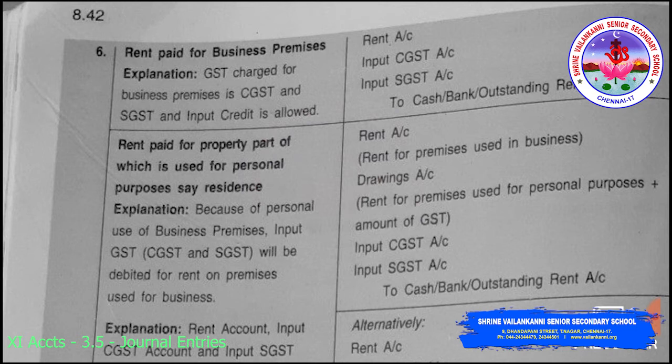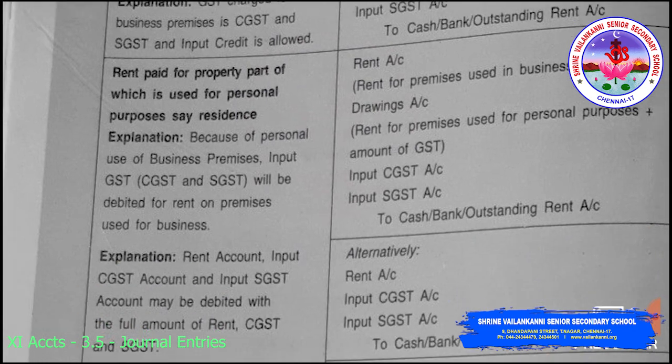You would rent your premises within the state only. You do not rent the premises across the border. The premises will not cross the border. It cannot be movable. That's why, rent account debit, input CGST account, input SGST account to cash or bank or outstanding rent account.